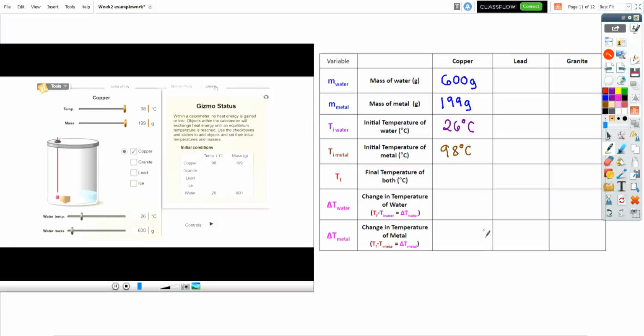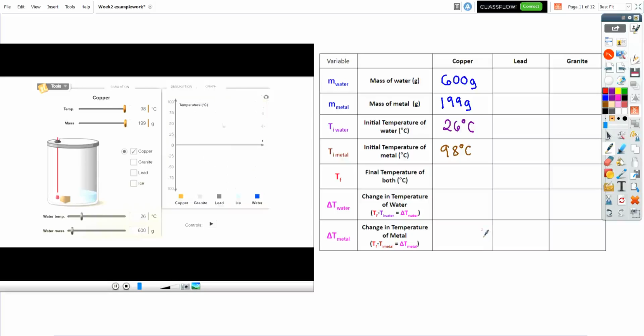Okay, so now I'm going to click on the graph, and I'm going to run the simulation. And my copper gets cold very fast. There's a slight rise in my water, but they both end at the same temperature, which is 28.09 degrees Celsius.